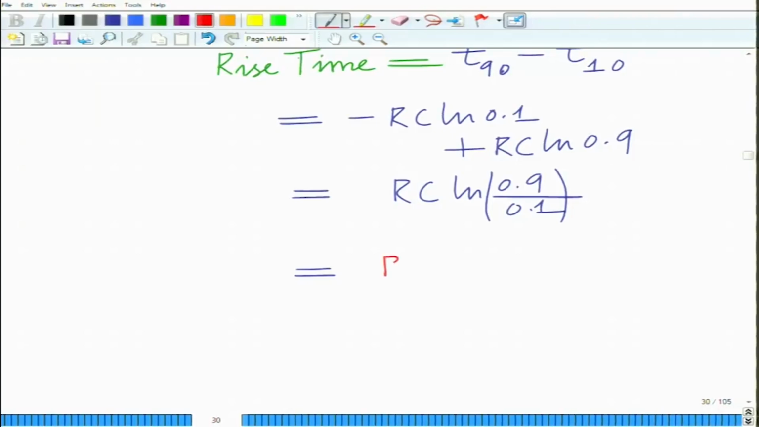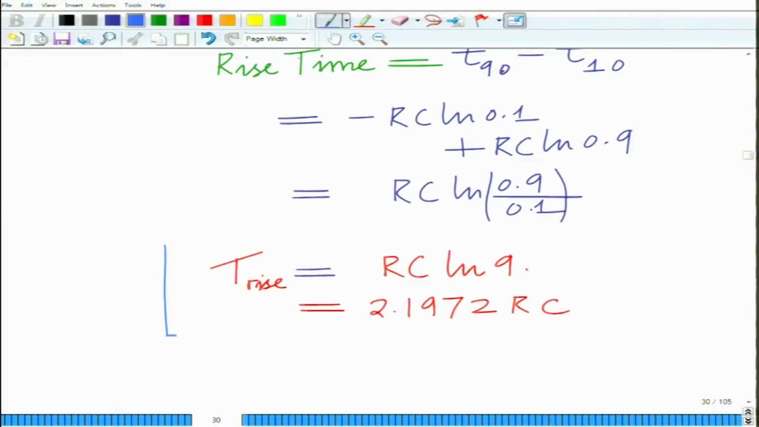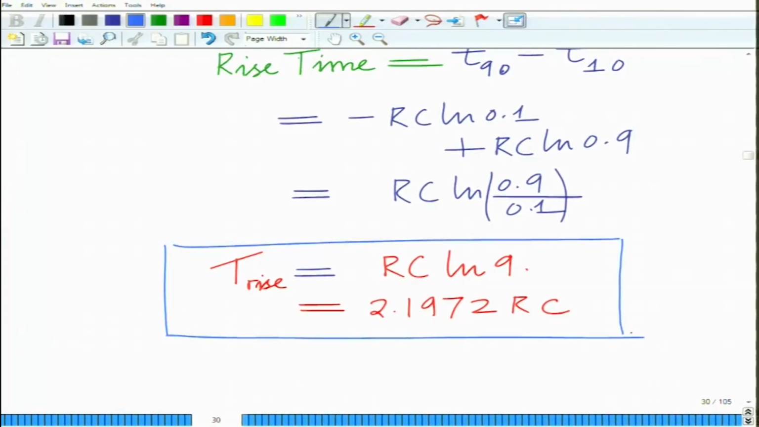So, that is RC log of 9. This is your T rise, which is RC log 9, which is basically 2.1972 into RC. So, this is the expression for the rise time: 2.1972 RC, or log natural of 9, to the base e, times RC.